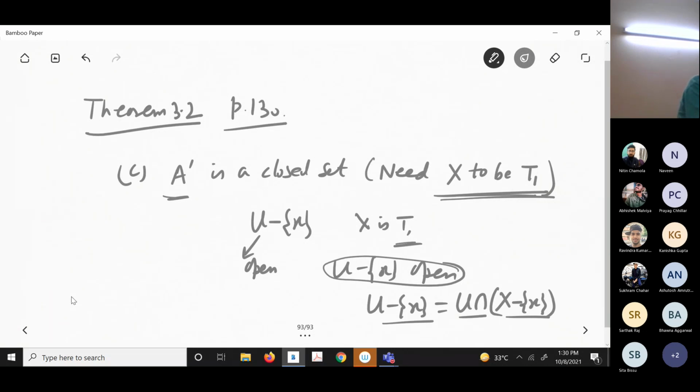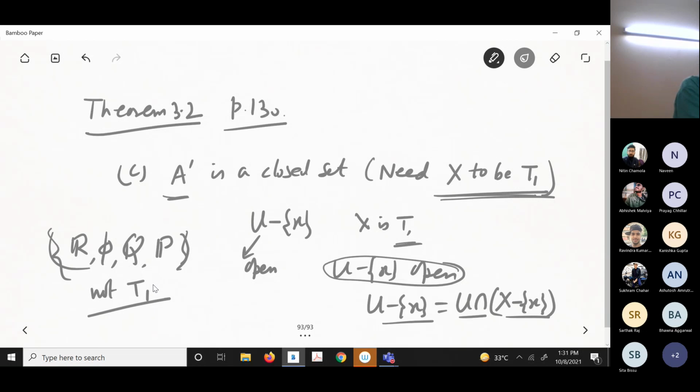In fact, many things fail, not only the trivial topology. Look here, when I give you this topology on R with empty set, phi, Q. This topology is also not T1. And here you can check that C need not be true. So in C, you assume that.